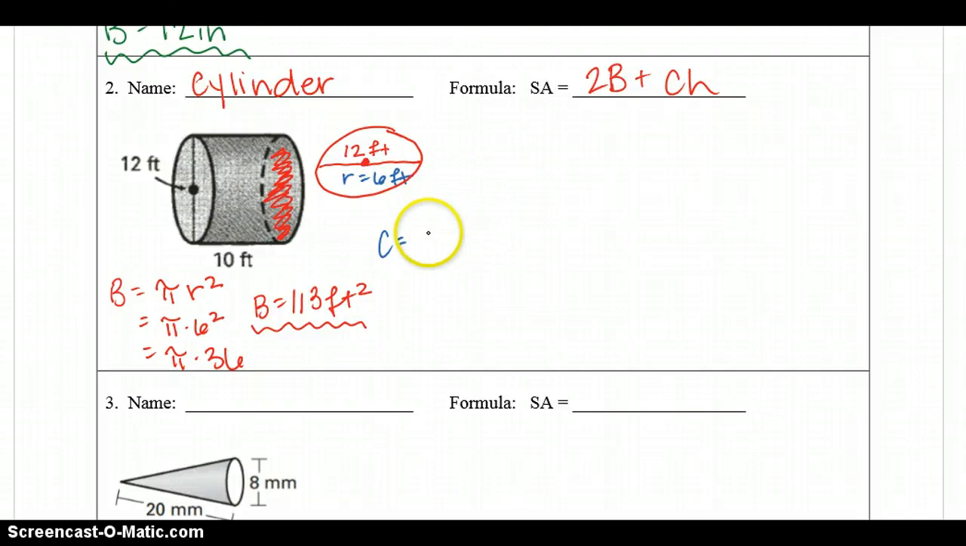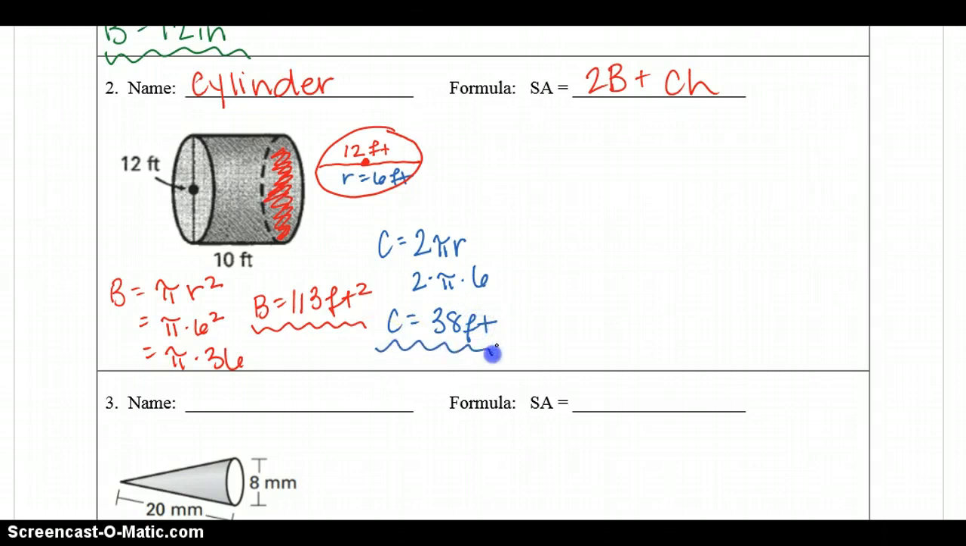So how do we find the circumference? Our formula is 2 pi r. Again, we're going to use 6 for r. So we get 2 times pi times 6. We can plug this into our calculators, and we get that the circumference is approximately 38 feet. We round up. And last we need the height, h, which is given to us as 10 feet here.